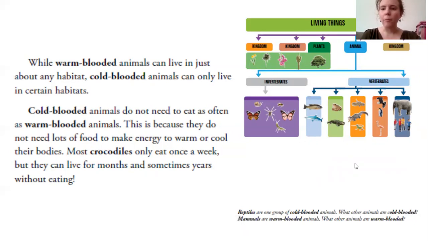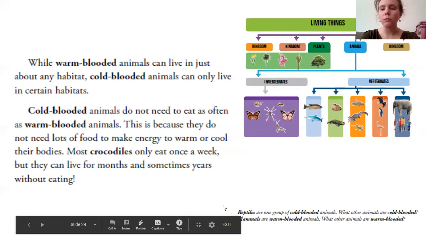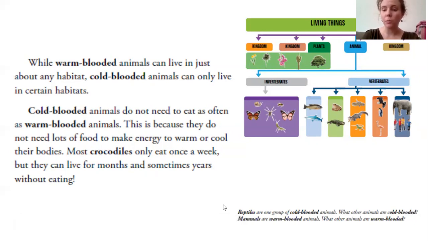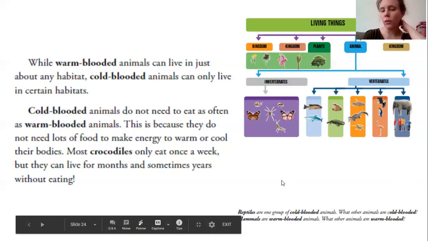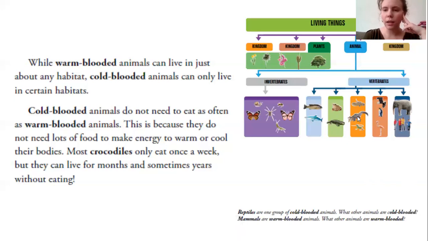And we see this diagram again, and the caption says, reptiles are one group of cold-blooded animals. What other animals are cold-blooded? Mammals are warm-blooded animals. What other animals are warm-blooded? So we could actually use this to answer those questions. So reptiles are cold-blooded. Some animals that are cold-blooded here, I see snakes, lizards, and crocodiles. And mammals, so elephants, are another animal that is warm-blooded.